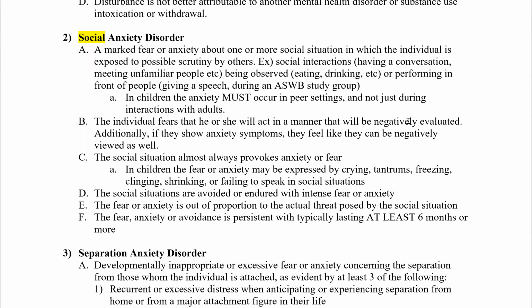Any possibility of people scrutinizing or criticizing you, and it does not have to be actual criticism, but perceived criticism. In children, the anxiety must occur in peer situations and not during interactions with adults. Why? Stranger danger. You don't want kids comfortable talking to everybody. Heck, adults aren't even comfortable talking to everybody. So why would you put that expectation on them? Again, it must be in peer situations for children.